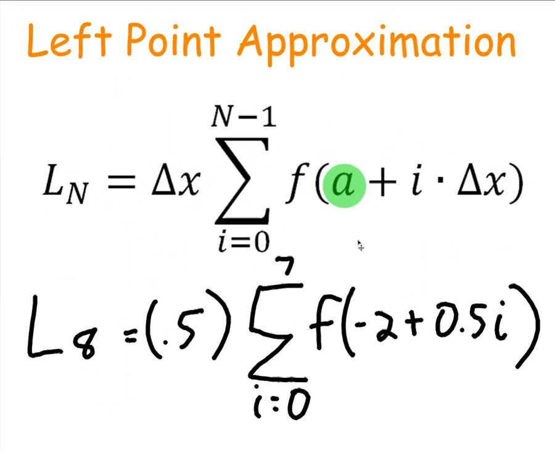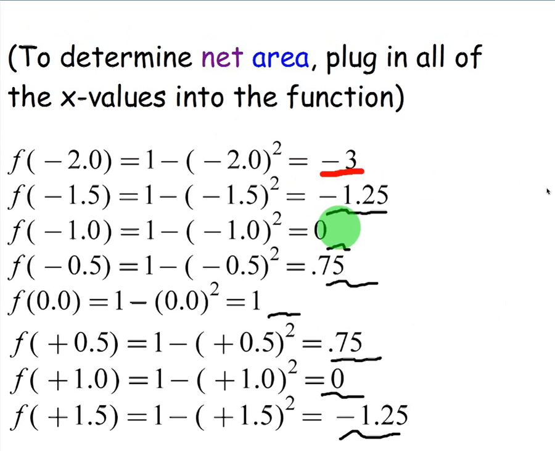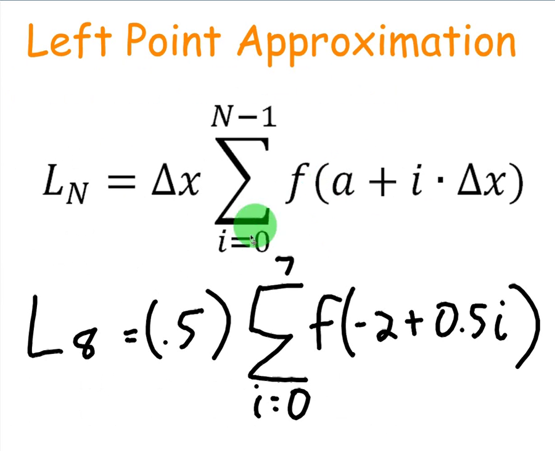Now the reason we start at I equals 0 is because if you plug in 0 into the summation equation, that will cancel out and you'll just have f of A. Okay, so notice how we started with f of A, f of -2. This is why we make I equals 0 for our first counter value.